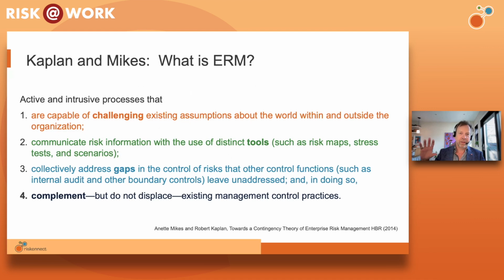And this is one of the reasons why I think this definition is powerful. In the piece that talks to this, that contingency theory paper, they talk about the diversity of different kinds of ERM programs that have been successful. And one of the ways they might differ is the emphasis on these four things. Is it more about challenge? Is it more about tools? Is it more about gaps? Or is it more about complementing other things? And what are the details of the manners in which they accomplish those things?